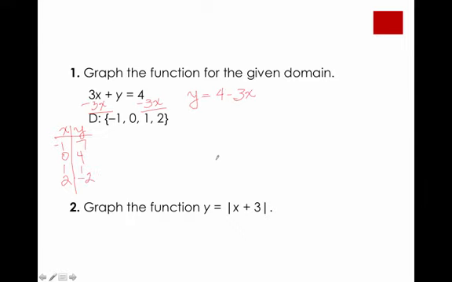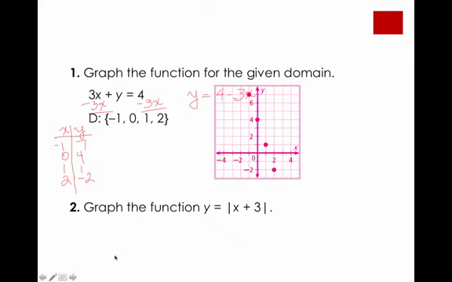Okay, now I can actually graph those 4 points. It's going to look like this. Okay, now I have a very specific domain, so notice I am not connecting those points. This is a discrete graph.